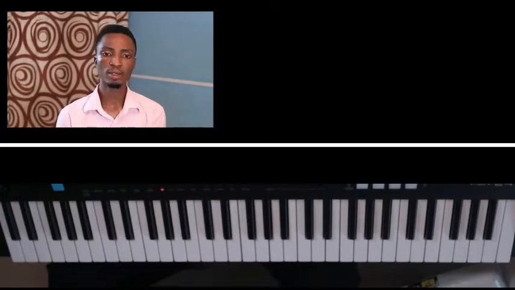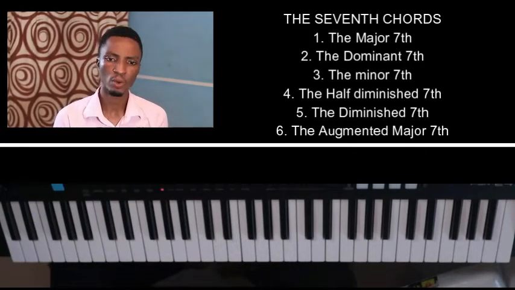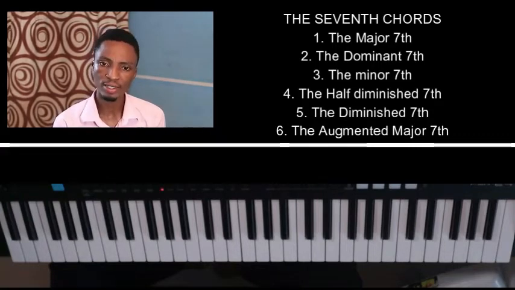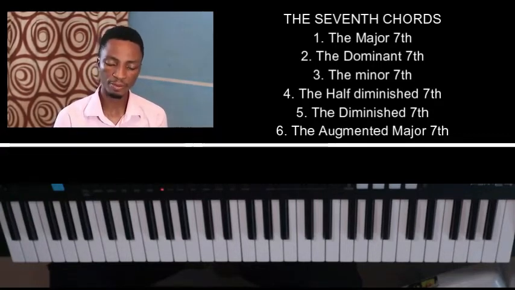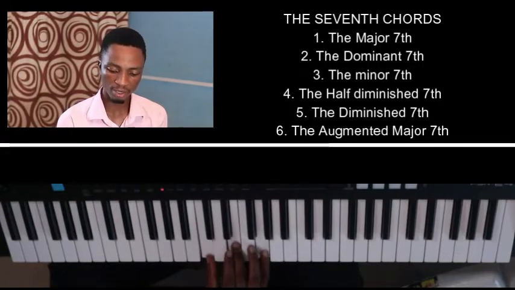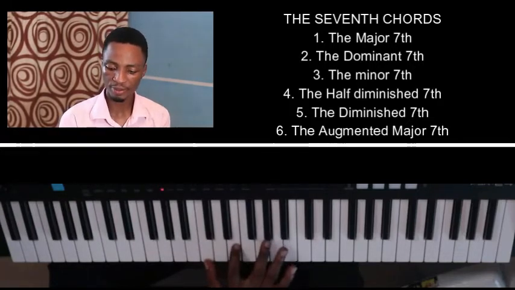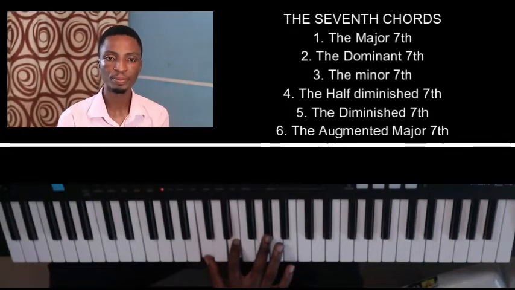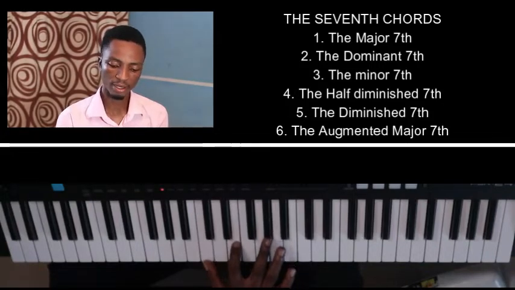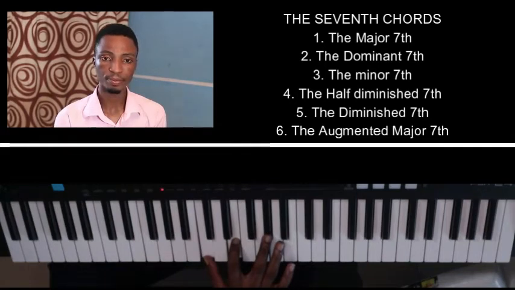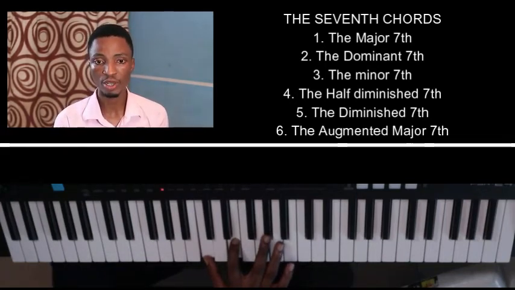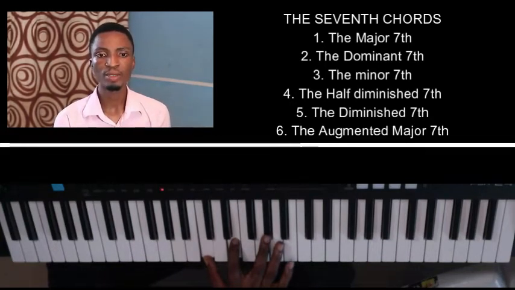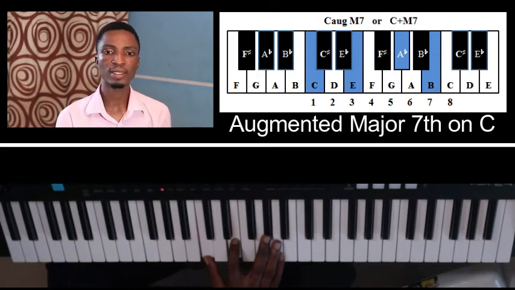Now the next 7th chord is the augmented major 7th chord. Now an augmented triad is a major triad with a sharpened 5th. This is a major triad and a sharpened 5th. The 5th is sharpened, is raised by a half step. This is an augmented triad on C. Now, an augmented major seventh is built by adding the seventh note to the augmented triad.